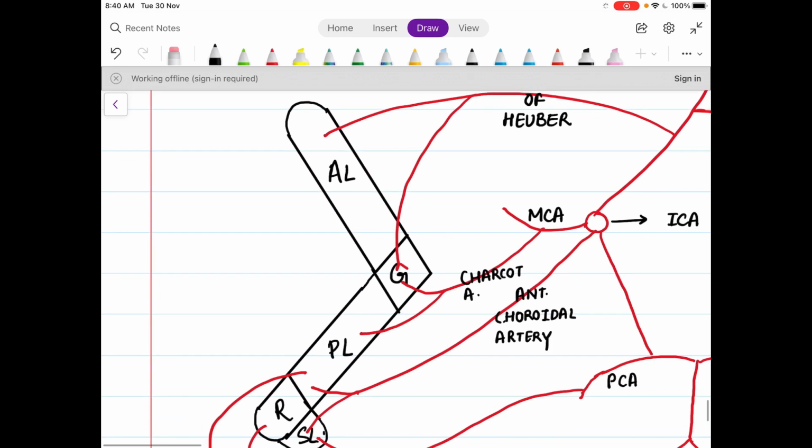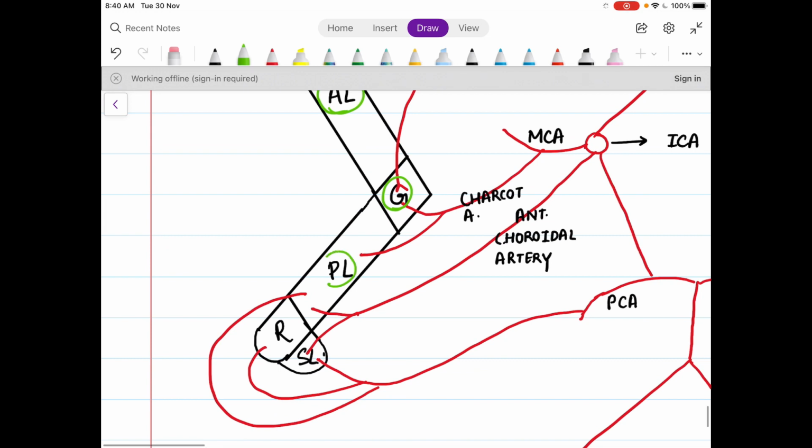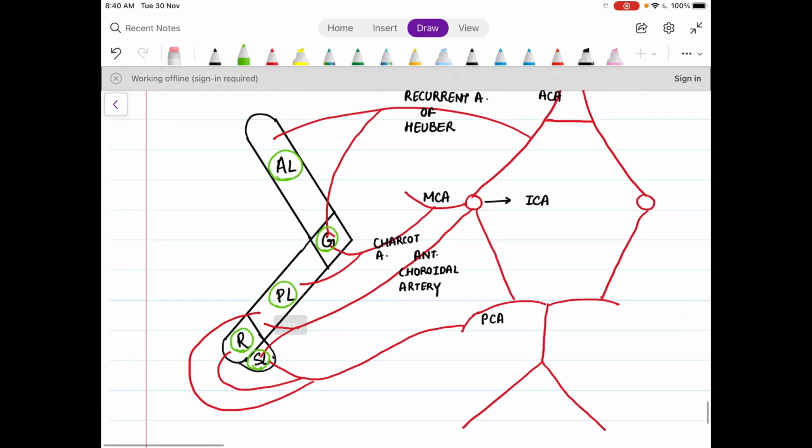Here I have drawn the internal capsule, and here I have drawn the different parts of internal capsule, which are as follows, which everybody knows. The first part is the anterior limb. The crossing here is known as the genu. The next part is the posterior limb. Now the most posterior part is the retrolentiform, and the part just inferior to the retrolentiform is the sublentiform.